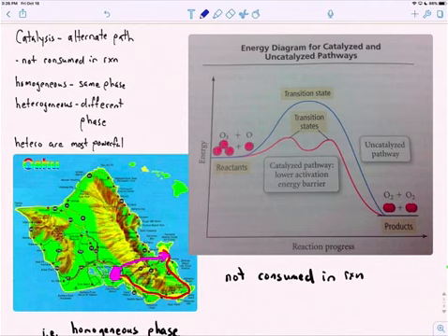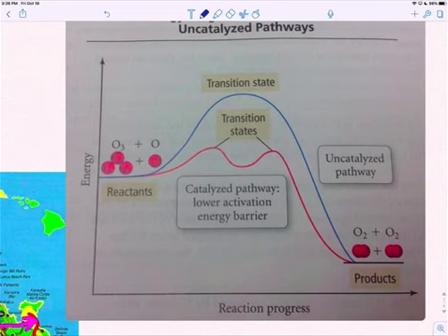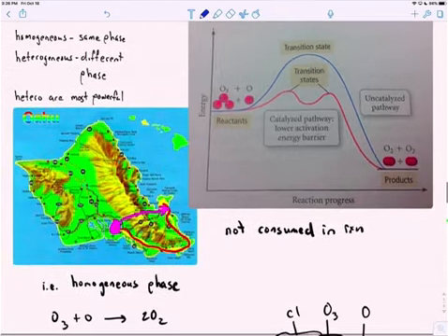So to give you an idea, here the y-axis is potential energy, the x-axis is reaction progress. So ozone plus oxygen radical forming two oxygens. A catalyzed pathway can lower the activation energy barrier, and that will increase the chemical reaction rate.